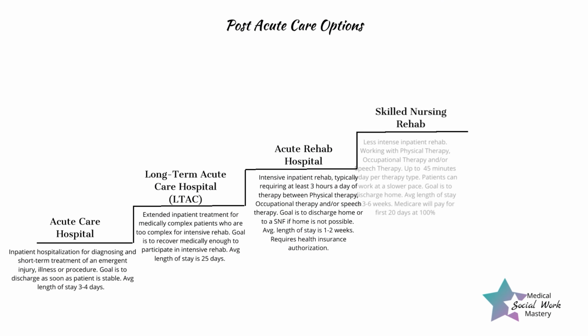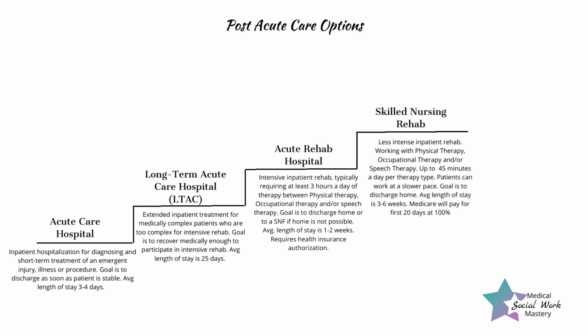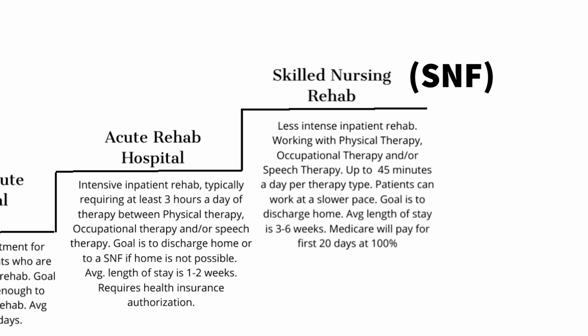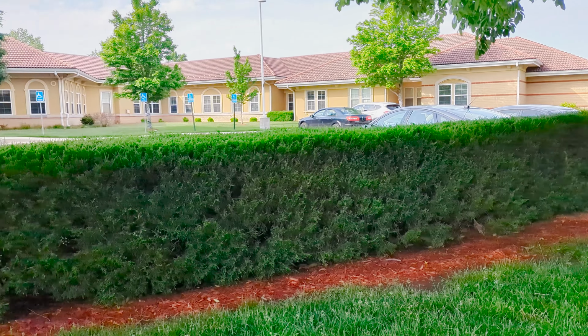If a patient doesn't qualify for acute rehab, or their insurance isn't going to pay for it, usually the next level of care is going to be a skilled nursing facility, also known as a SNF. So a skilled nursing facility, or a SNF, is a less intensive rehab option. These are facilities that I would say the majority of my patients are sent to, but it also depends.